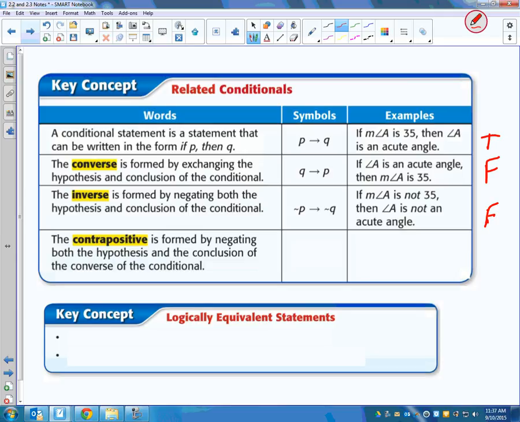I don't like this order. This is how the book ordered it. I always do inverse, converse, then contrapositive, because inverse, you just put negative in it. Converse, you switch them around. Contrapositive, you negate that you just switched around. Okay. So that's my order. So if we have, if Q then P, what would the negation of that be? Sorry, that's not Q then not P. So if angle A is not an acute angle, then the measure of angle A is not 35. Is that what that's going to say?